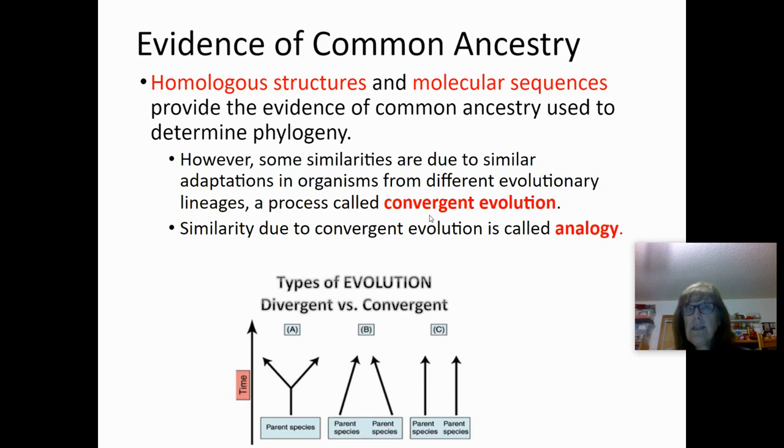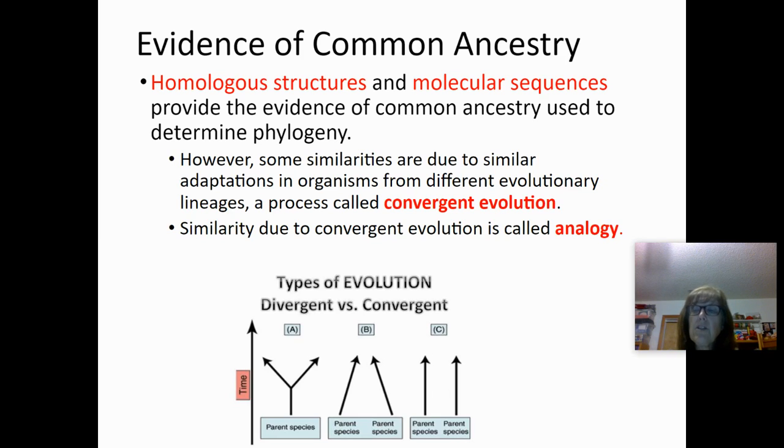All right, so evidence of common ancestry. Remember, we've been looking at homologous structures, so we're looking at similarities in structure. We can also look at molecular sequences as providing evidence of this common ancestry, used to determine evolutionary relationships, or what's called phylogeny.